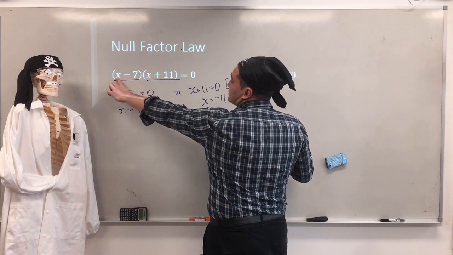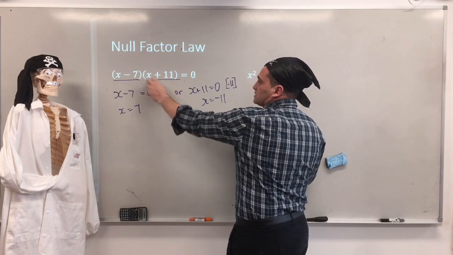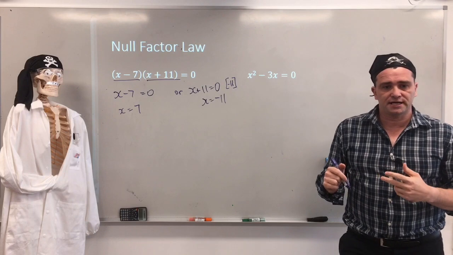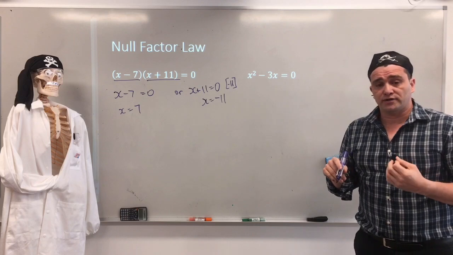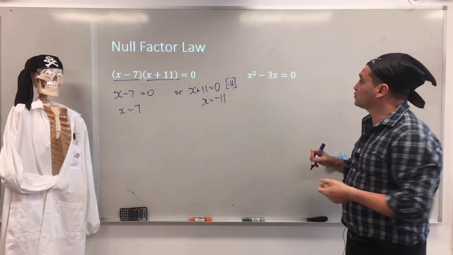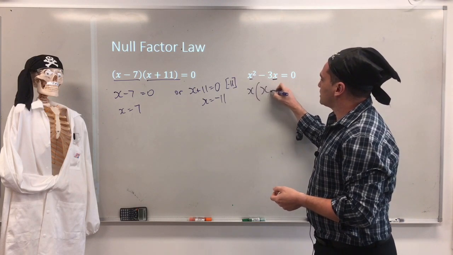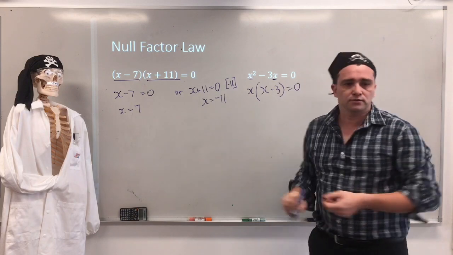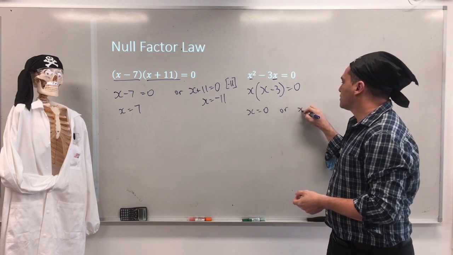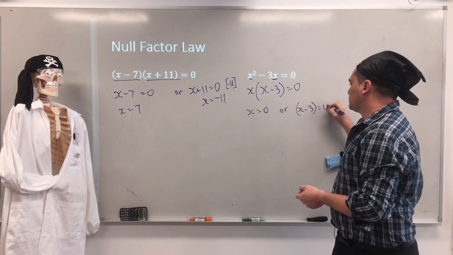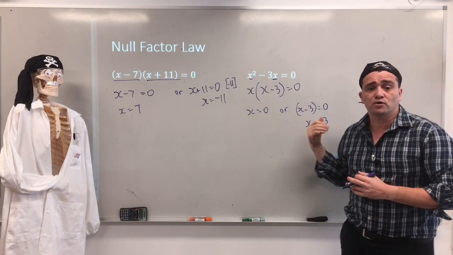If I substitute 7 in for x, this will equal 0. If I substitute negative 11 for x, that side will equal 0. So this works out. What about over here? I've got x squared minus 3x. Now I need to have this in a factorised form for this to work. So I could factorise out an x: x outside of x minus 3 equals 0. So therefore x equals 0 or x minus 3 equals 0, so x equals 3. So my two options: x is 0 or x is 3.